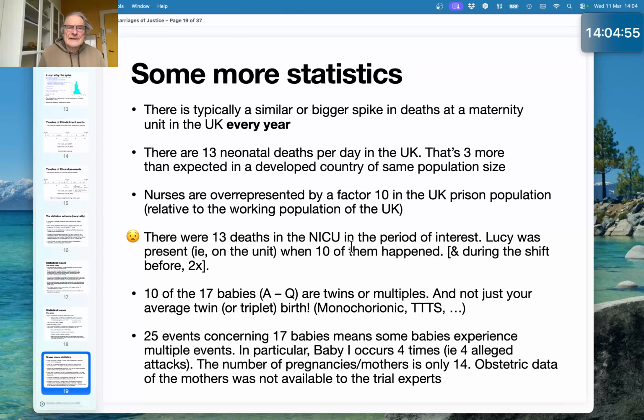Okay, I'm going to come back to this one in a moment. First of all, the bottom two, all those twins are multiples, and not just your average twins or triplet. Many of the twins and the triplet are remarkable twins and triplets that much more than is normal. They are identical twins. The multiple is an identical triplet, and identical twins and triplets are particularly at high risk to special complications such as monochorionicity, which means sharing a placenta.